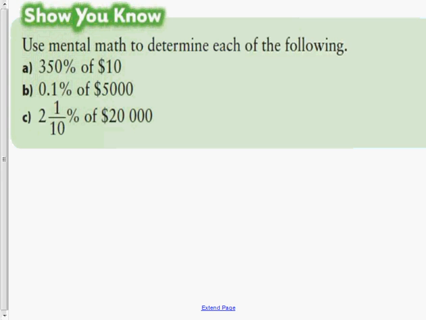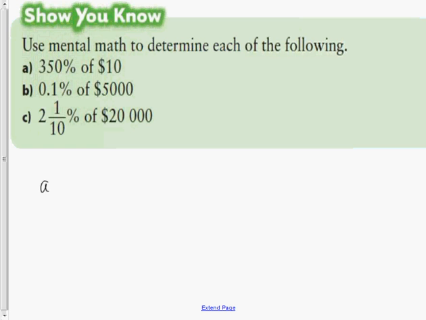Okay, this is section 4.2 in your textbook, finding mentally and using an algorithm, percentages of numbers. The first Show You Know in this section says use mental math to determine each of the following. The first one says 350% of $10.